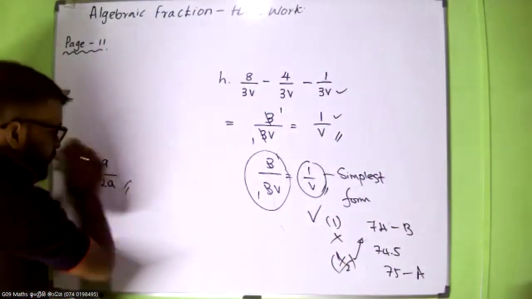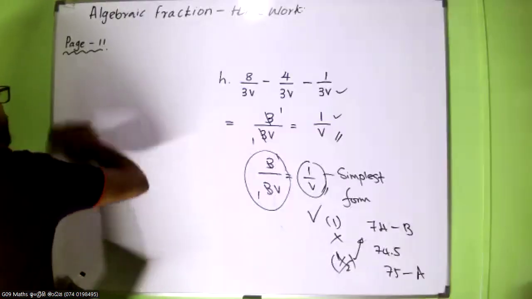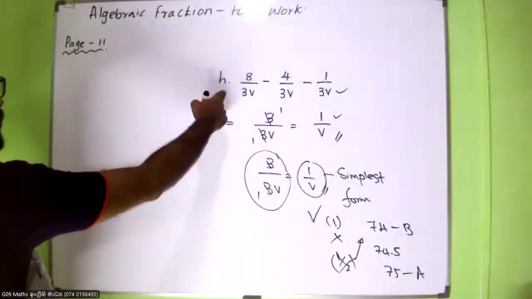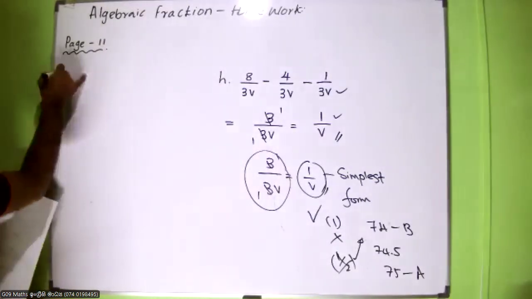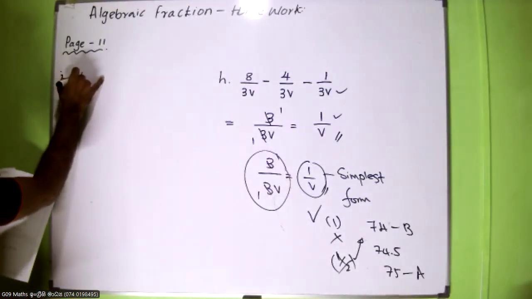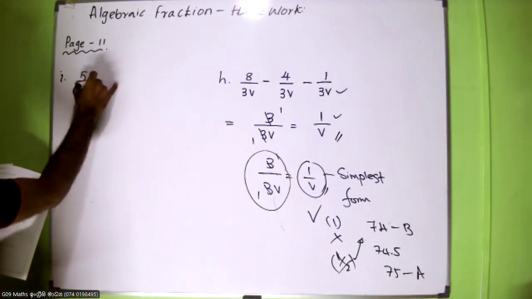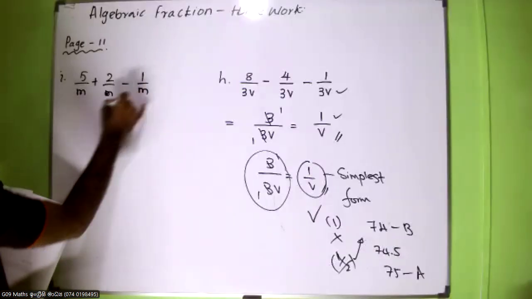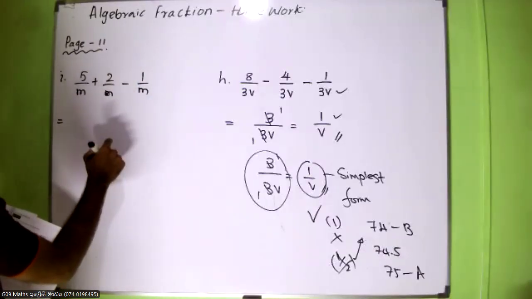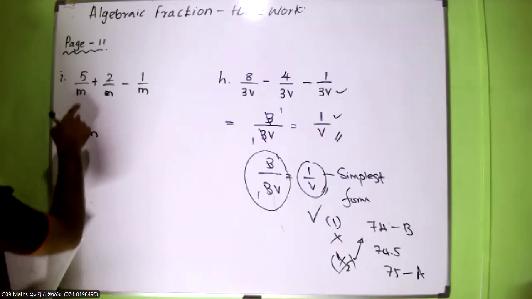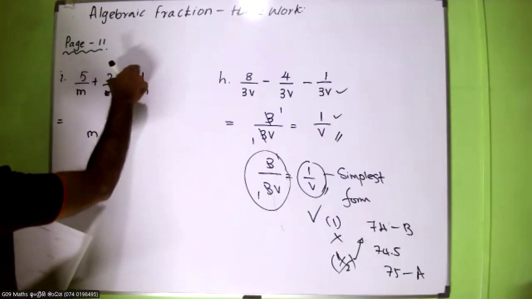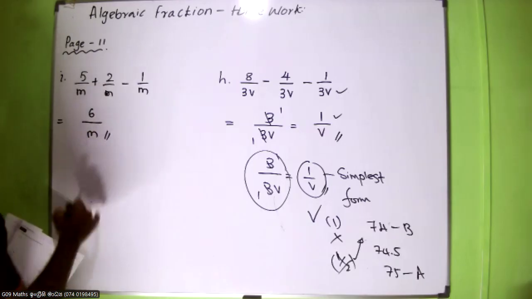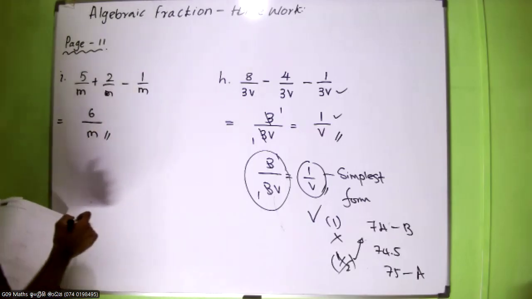G, H. I will do this with a little bit of speed. Right. H: 5 divided by m plus 2 over m minus 1 upon m. So no need to worry about the denominator. It is m. Alright. 5 plus 2 is 7, 7 minus 1 is 6. So this should be your answer, 6 upon m, right?